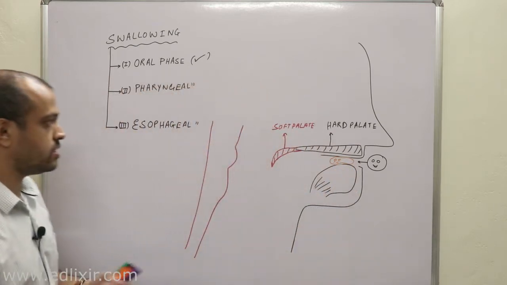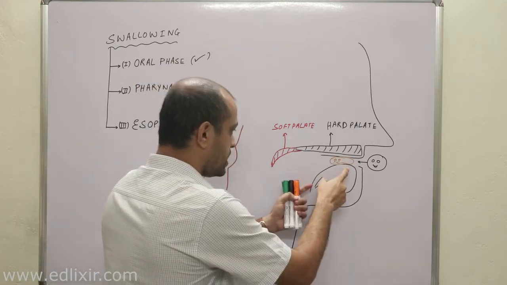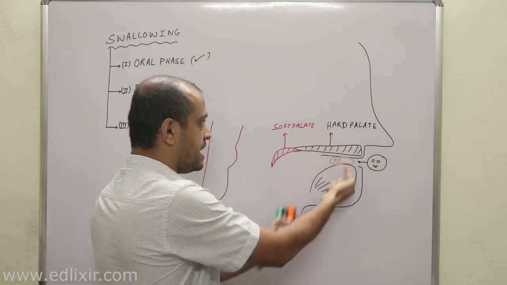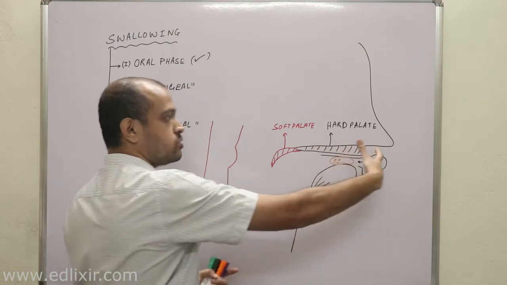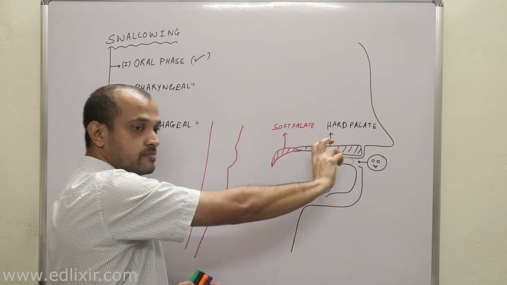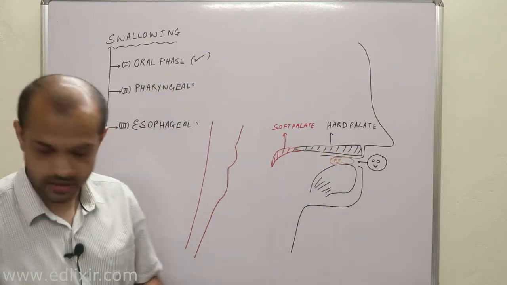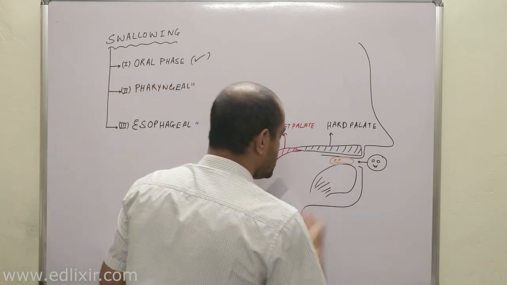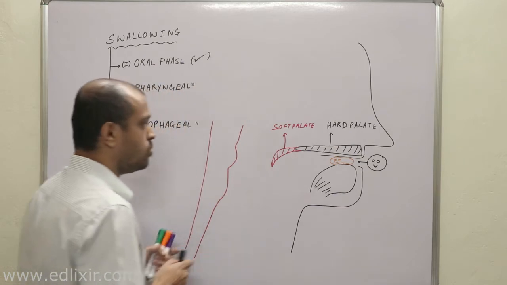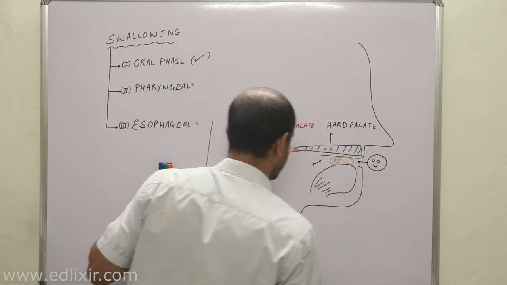Now listen. The first thing you need to understand is that your tongue is pressing this food against the hard palate so that it becomes round and bolus-like, which makes it easier for us to swallow. Clear? So this is your food bolus right now. Now it will move posteriorly like this.